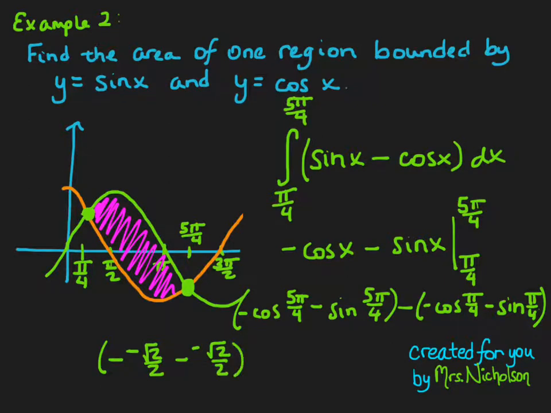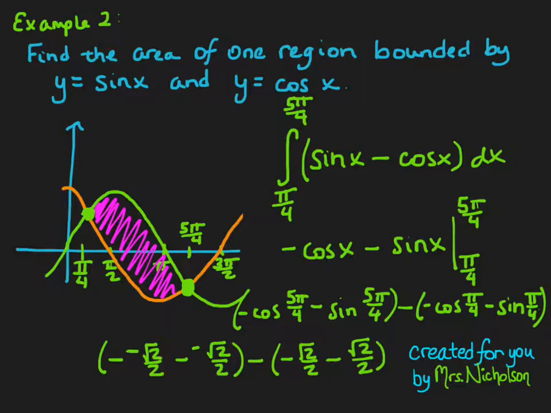So I have negative square root of 2 over 2 minus negative square root of 2 over 2. Let's move over to the next one, minus. And then cosine of pi over 4 is just square root of 2 over 2. So negative square root of 2 over 2 minus sine of pi over 4, which is also square root of 2 over 2.